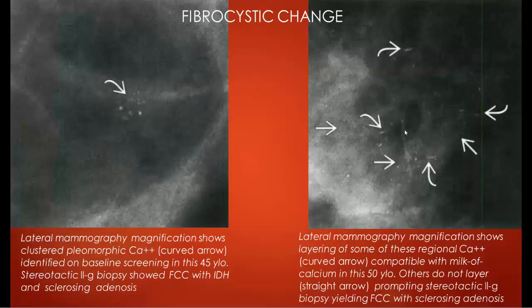This lateral mammogram shows layering of some of these regional calcifications, compatible with milk of calcium. It's pathognomonic for fibrocystic change. Others do not layer calcium; stereotactic biopsy proved to be fibrocystic change with sclerosing adenosis.